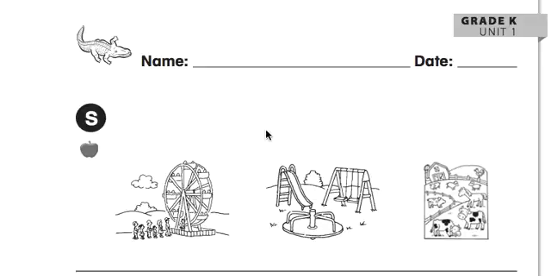Okay, let's go ahead and begin our kindergarten unit assessment. First, we need to put our name on our paper right beside the alligator. Ms. Jones will help you put your date on your paper so you don't have to worry about that. But please make certain after you put your name on your paper, you are right here where you see the letter S and an apple.